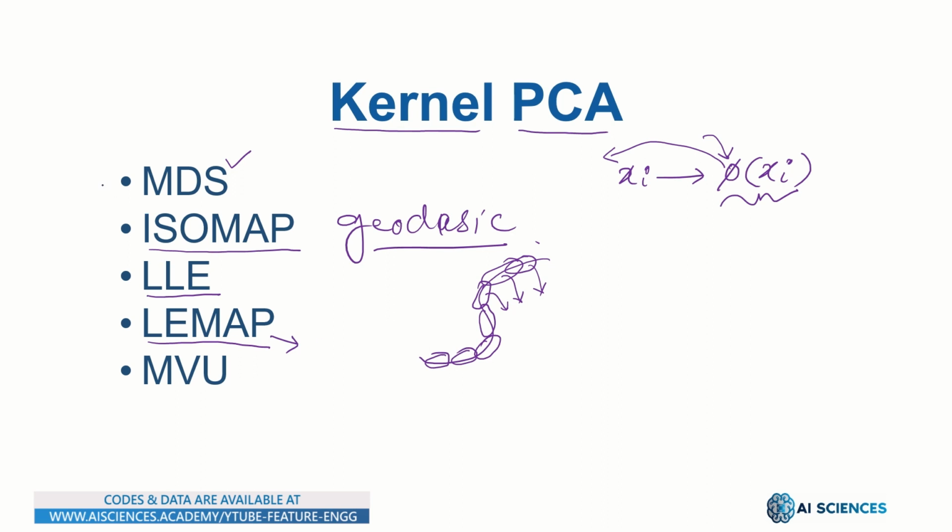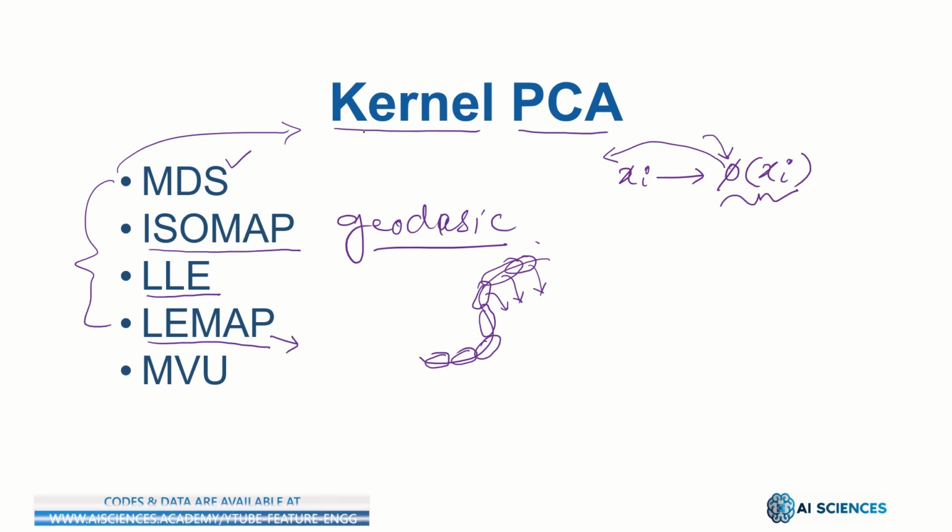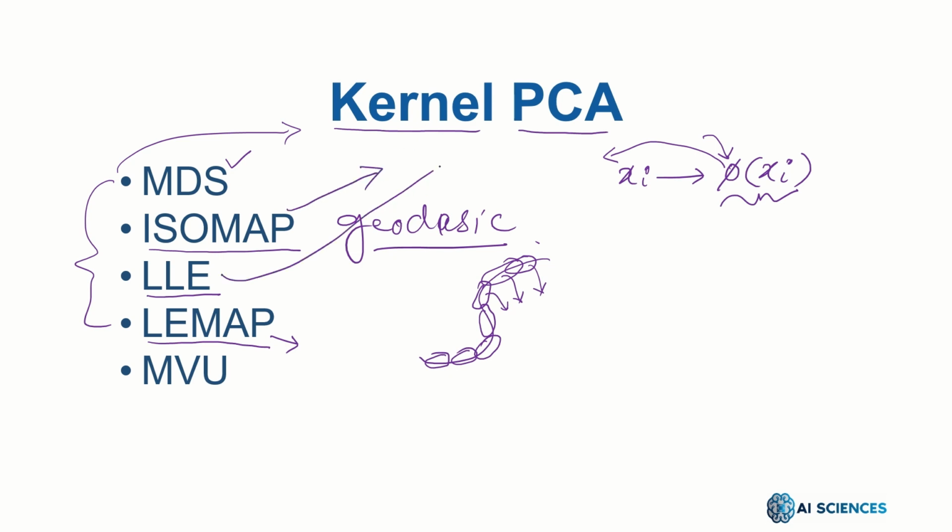It turns out that all these, MDS, Isomap, LLE, and Laplacian eigenmaps, are special cases of kernel PCA with different kernels. You design different kinds of kernels. With a specific kernel, MDS is really a kernel PCA. With another kind of kernel, Isomap is really kernel PCA. LLE is really kernel PCA with a different kernel. And Laplacian eigenmaps is again a kernel PCA with yet another kernel.